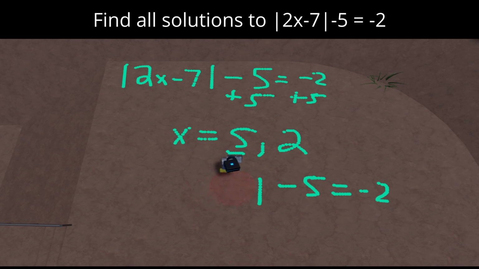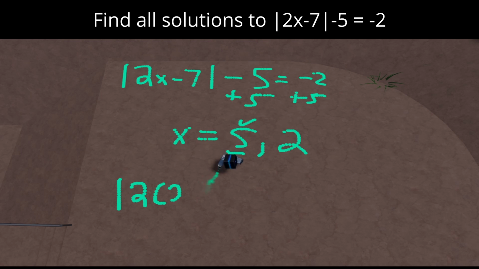Absolute value of 3 is just 3. And then 3 minus 5, is that equal to negative 2? It is. So that means this works out. x equals 5 is indeed a solution. Let's check off the x equals 2 now. If I do 2 times 2 minus 7, minus 5, is equal to negative 2.